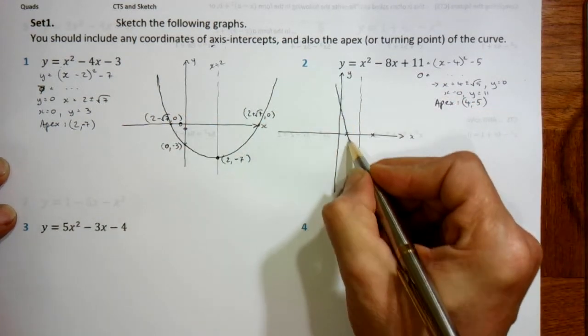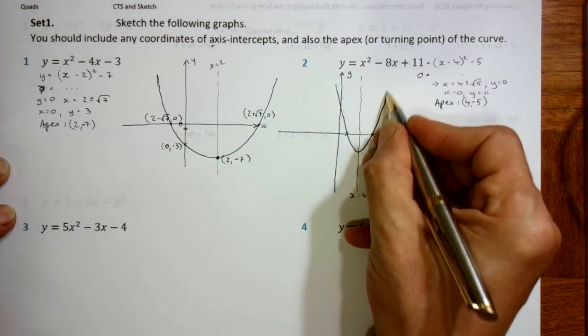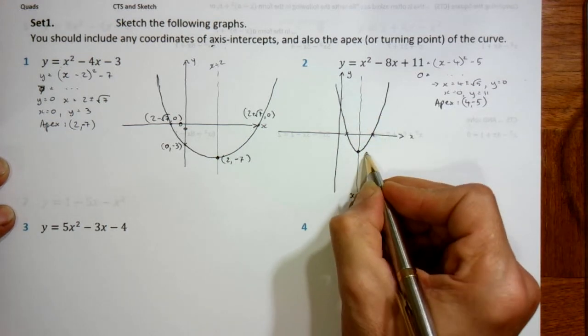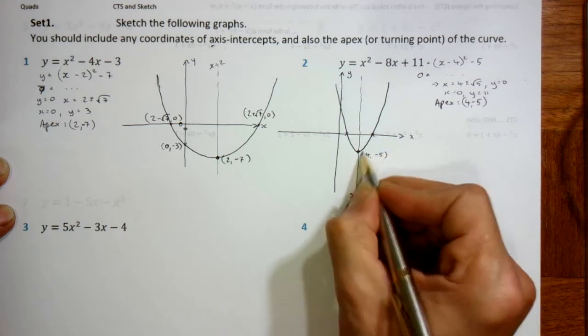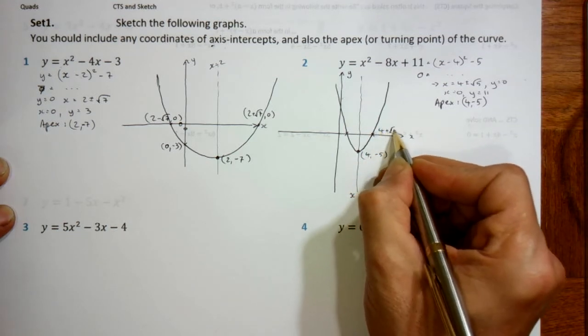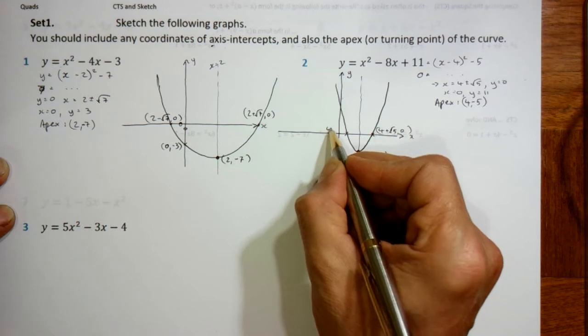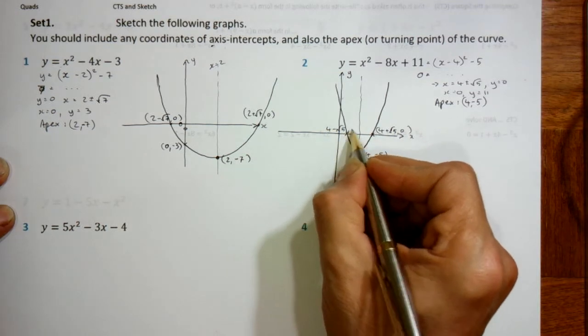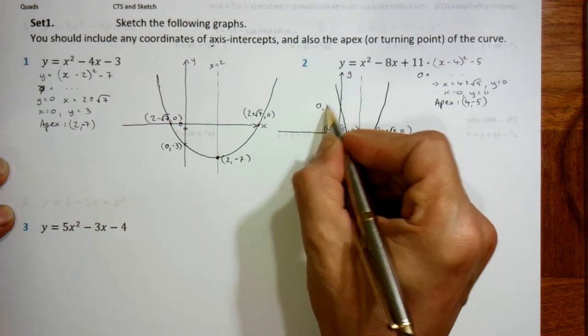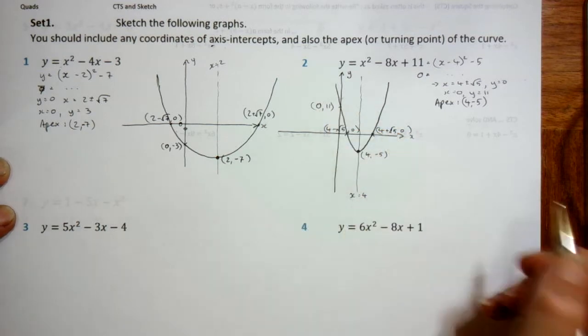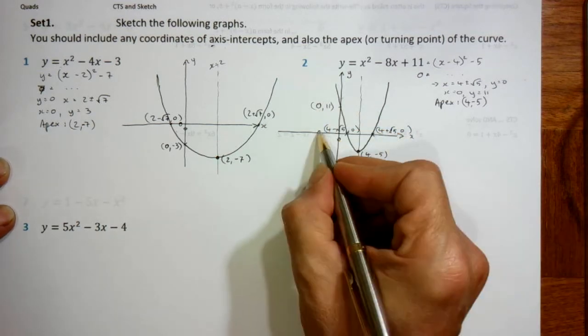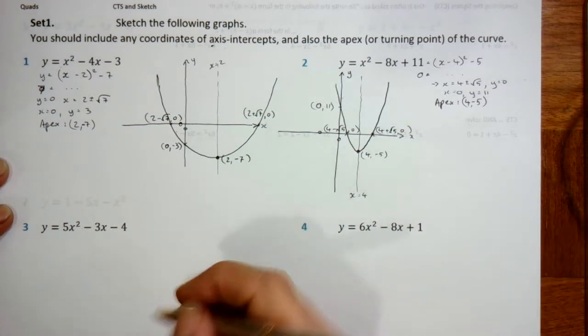Right, so when we put our graph in, this is 4, minus 5. This is 4 plus root 5, 0. This is 4 minus root 5, 0. This is 0, 11. And we've even labelled the line of symmetry. Put 0 and 0 in, x and y axes.